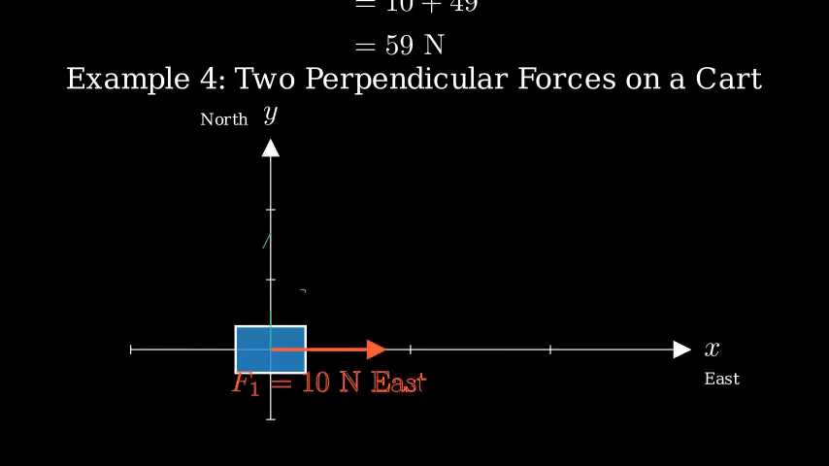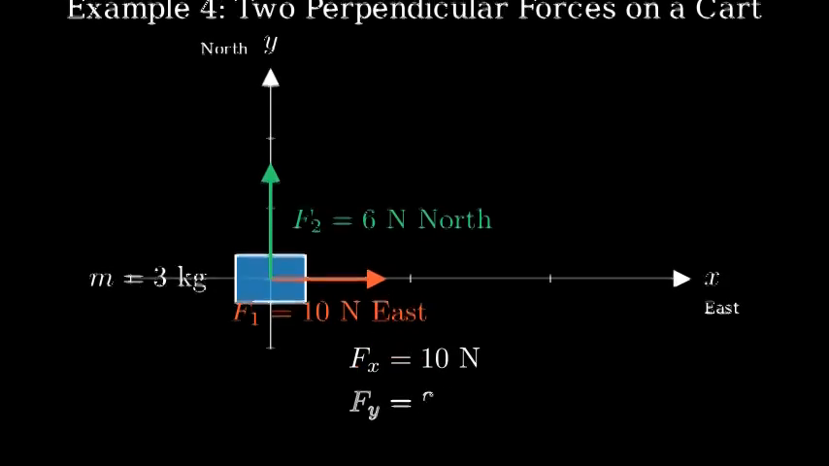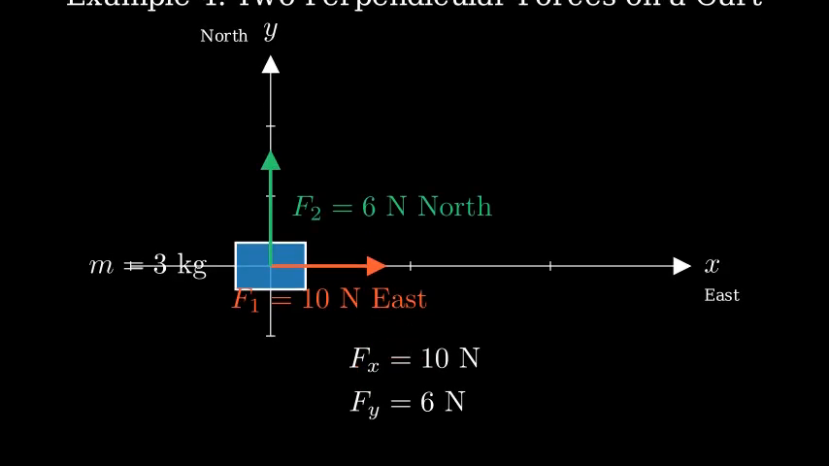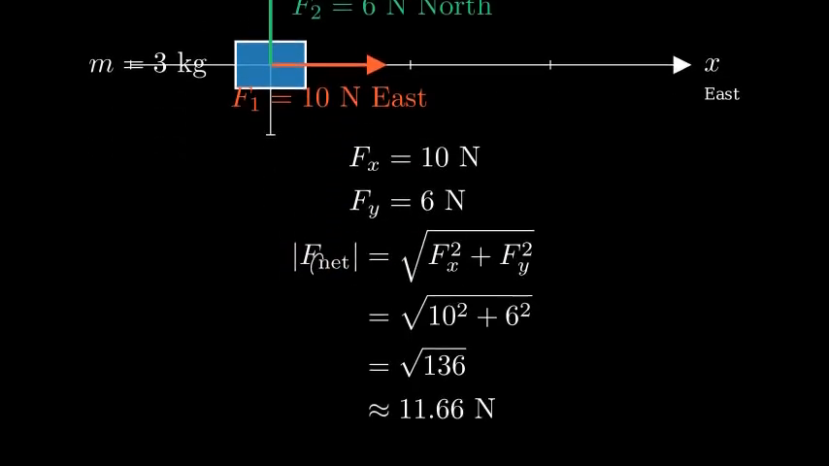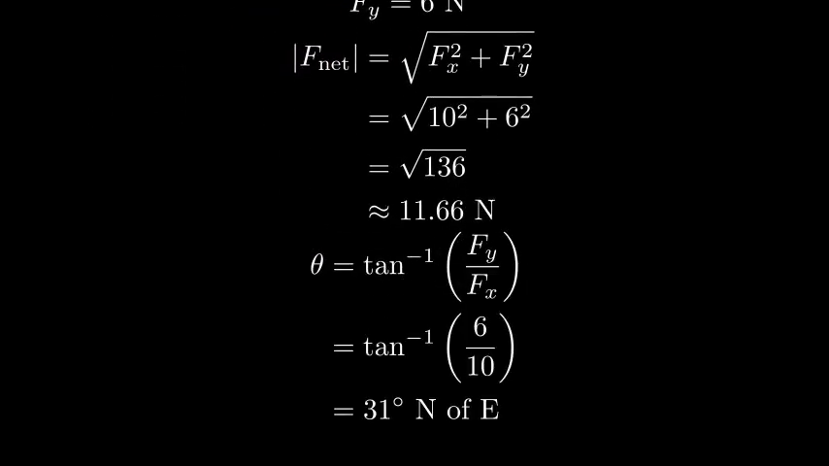A 3-kilogram cart on frictionless rails is pushed with a force of 10 newtons east and a force of 6 newtons north. Determine the cart's acceleration vector. In this problem, we have two perpendicular forces. The components are straightforward. Fx equals 10 newtons and Fy equals 6 newtons. We can calculate the magnitude of the net force using the Pythagorean theorem. Square root of 10 squared plus 6 squared, which equals square root of 136, or approximately 11.66 newtons. The direction is tan inverse of 6 divided by 10, which is about 31 degrees north of east.